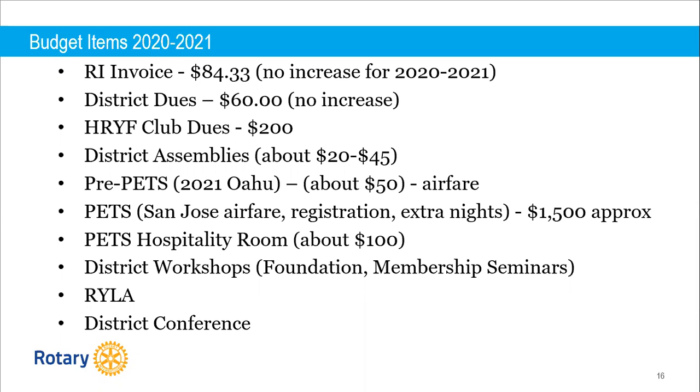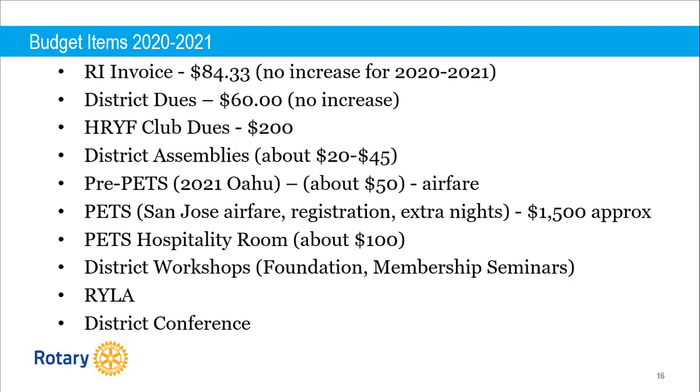HRYF club dues are $200 if you're participating. Then the district assemblies depends on how much the expenses are for the assemblies. Sometimes if it's at a school or some venue, they charge a room fee. And sometimes you want a better lunch, so sometimes the fee for assemblies is a little higher. Then you've got your pre-PETS. It's going to be on Oahu one day, and it's about $50 plus airfare for neighbor islands.